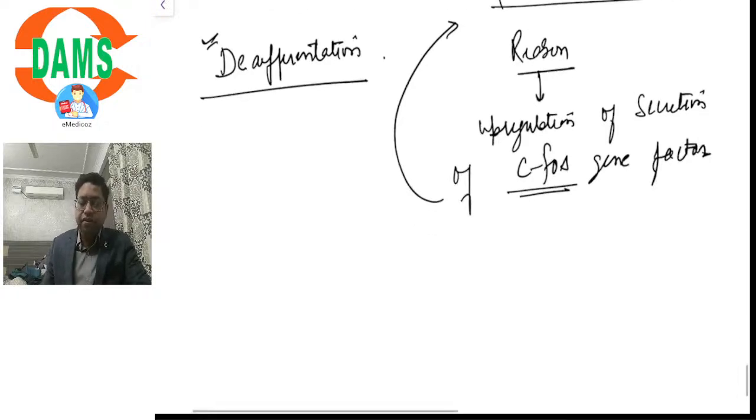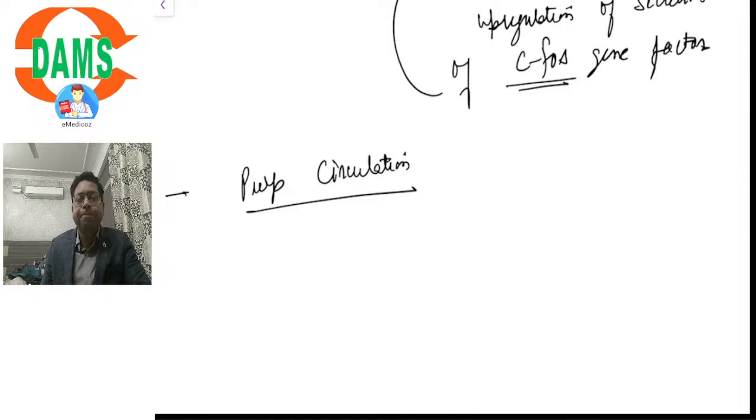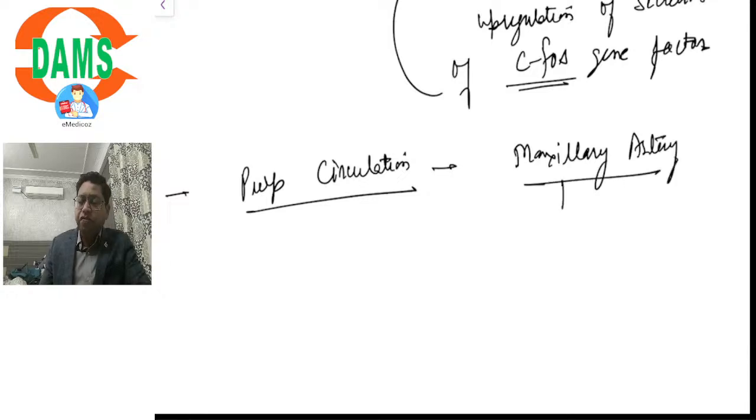Okay. Now we talk about pulpal circulation or the blood supply of the dental pulp. See, pulpal blood supply would be majorly from the maxillary artery. And maxillary artery, all of you must be knowing that it is a branch of external carotid artery.